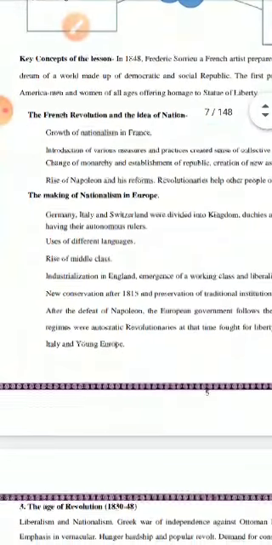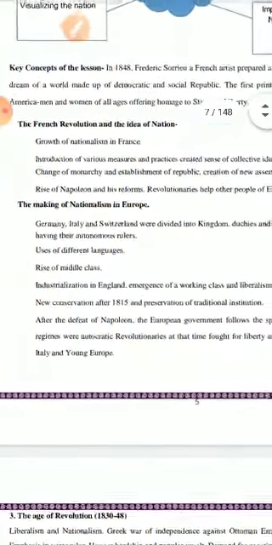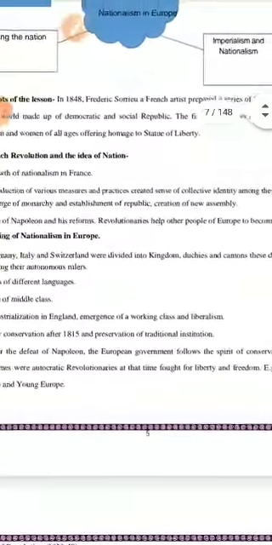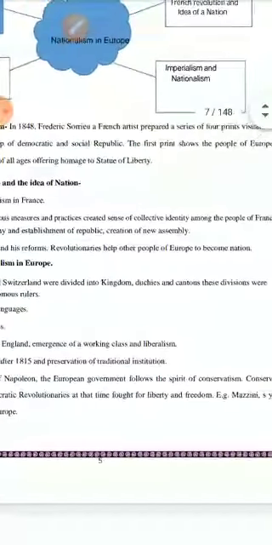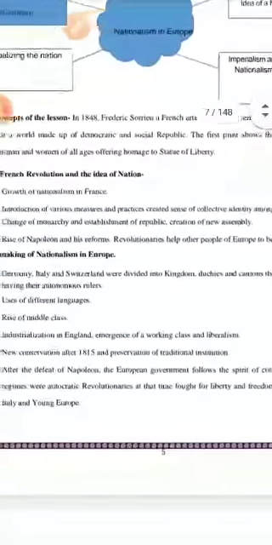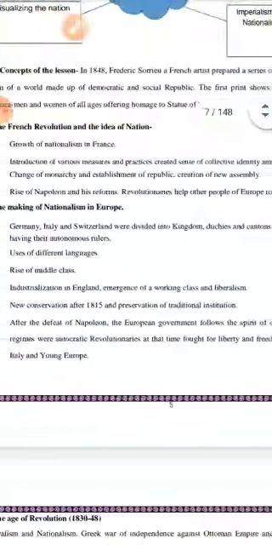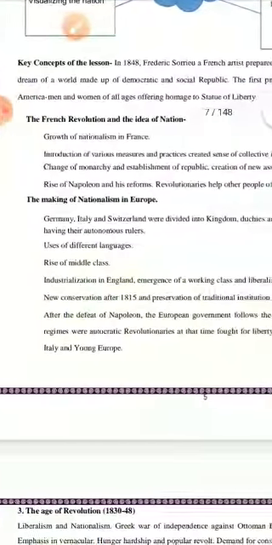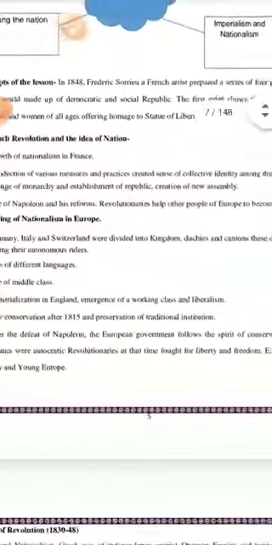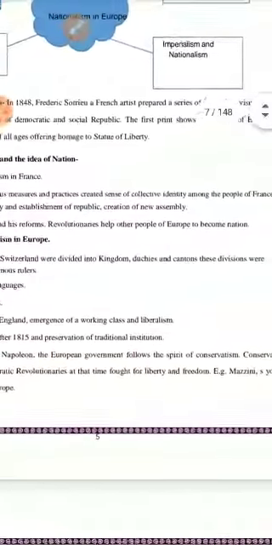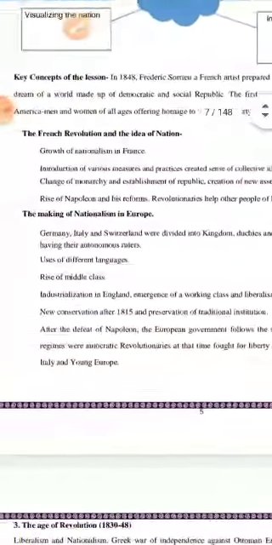Then the French Revolution and the idea of nationalism. Growth of nationalism in France. Introduction of various measures and practices created a sense of collective identity among the people of France. Change of monarch and establishment of a republic. Creation of a new assembly. Rise of Napoleon and his reforms. Revolutionaries helped other people of Europe to become nations.